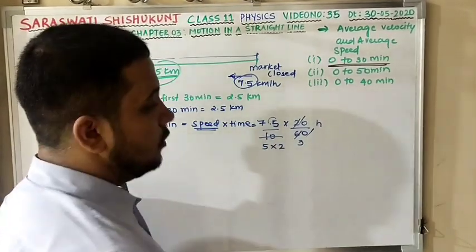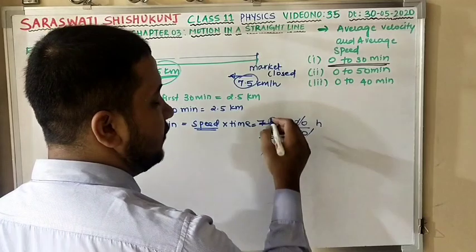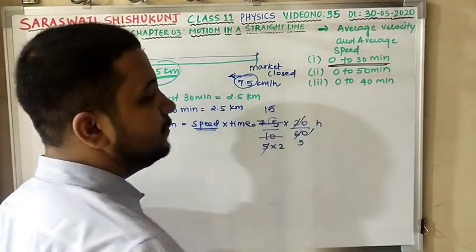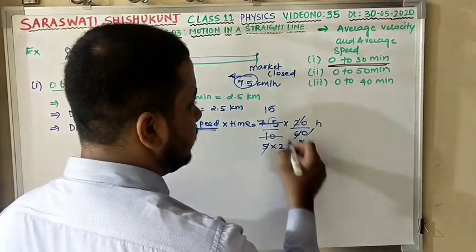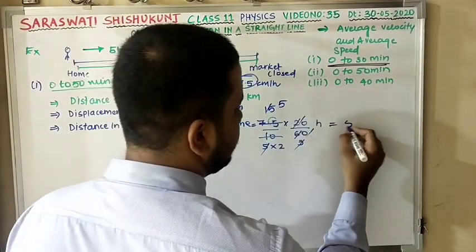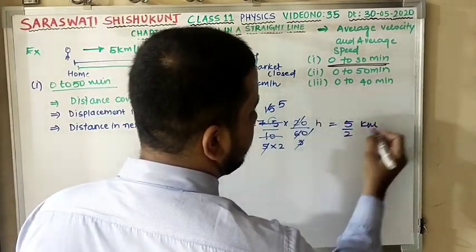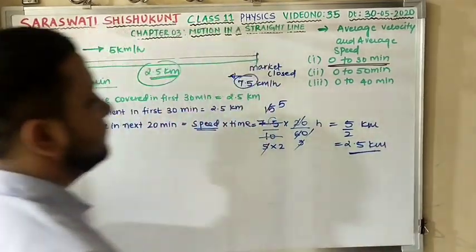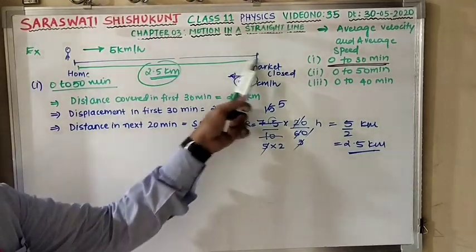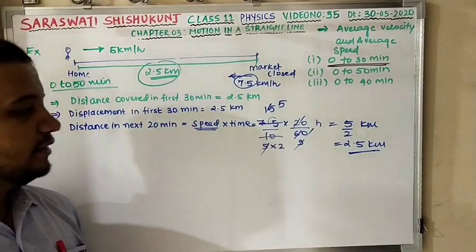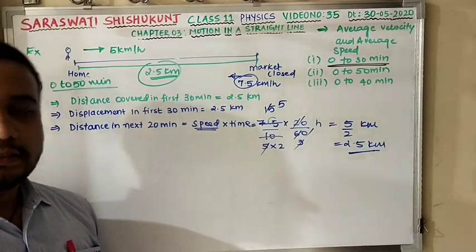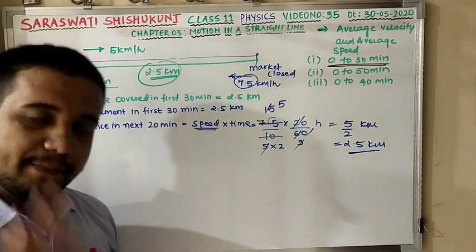Yes or no? So what I will do? 5 can I get for 5? 5 1s are 5, 15 5s are 75, and this is 5 3s are 15. So my answer is how much? 5 by 2 kilometers. That is equal to 2.5 kilometers again. Is this clear? Means again he is going to move 2.5 kilometers in the next 20 minutes. Is this 100% clear?